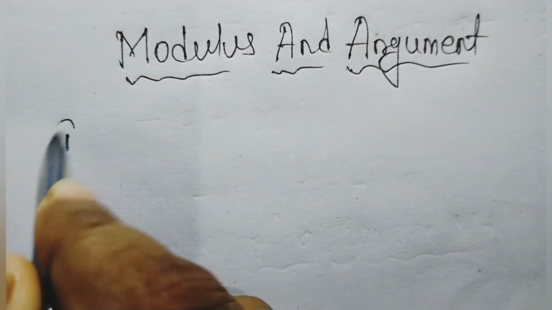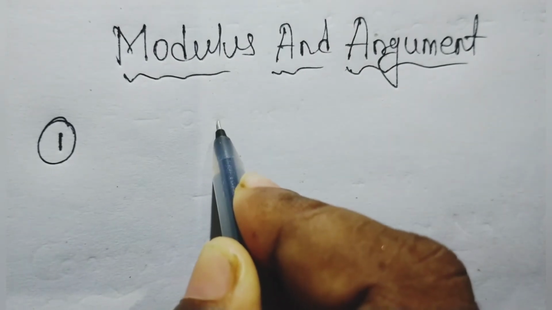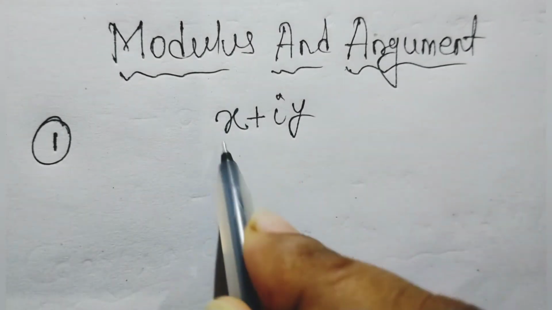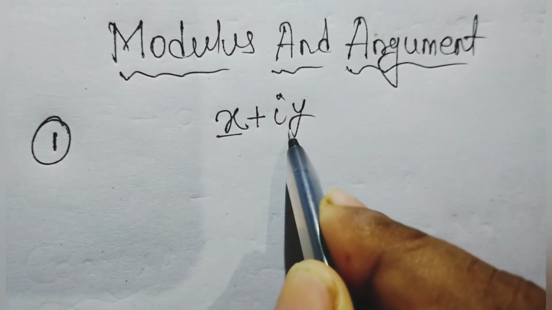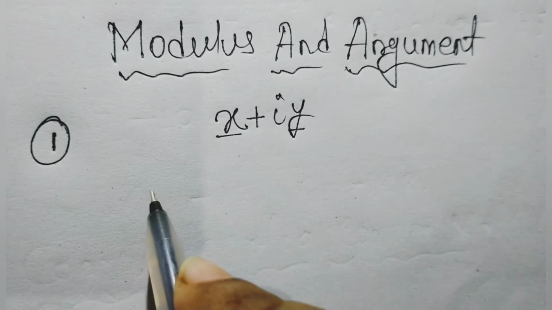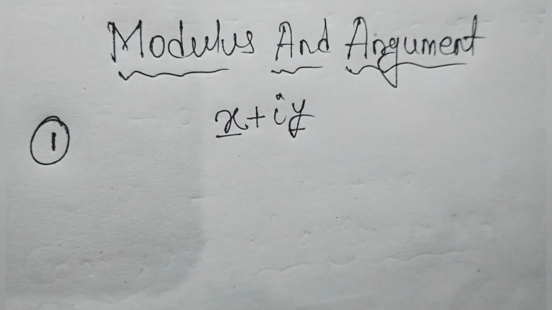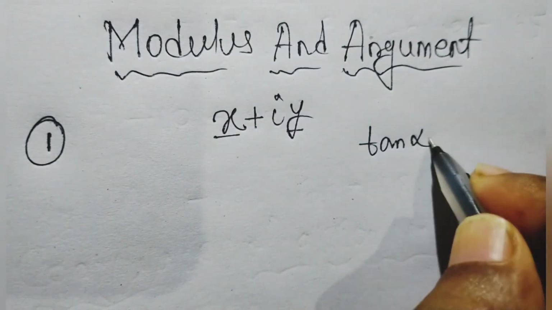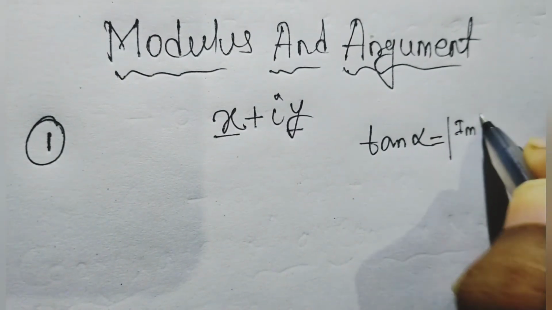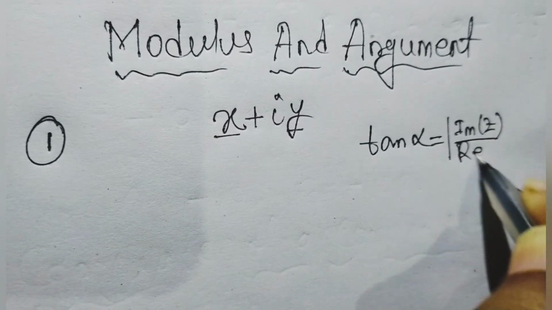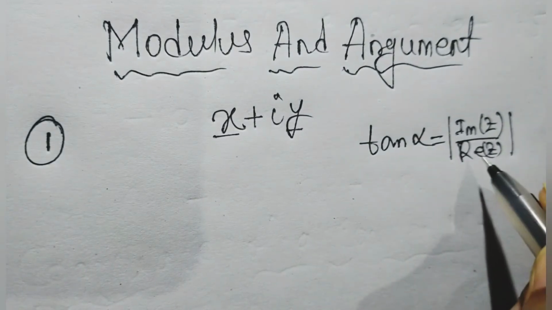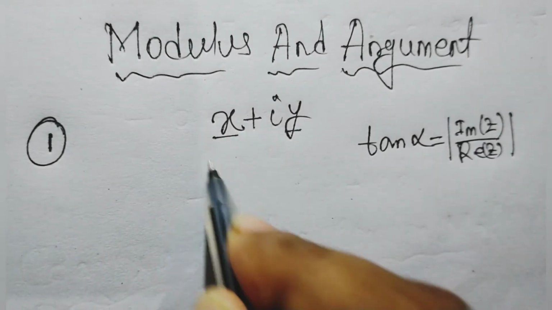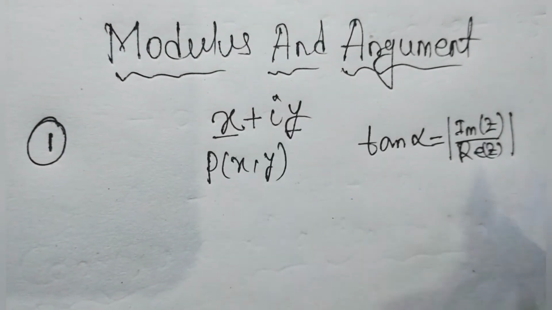Condition number 1. Think that the given complex number is x plus iy. So here the real value is x and the imaginary value is y. Find the acute angle at first, and we find the acute angle using the formula tan alpha. Tan alpha is always equal to imaginary z by real z. Then determine the quadrant in which the point x, y lies.